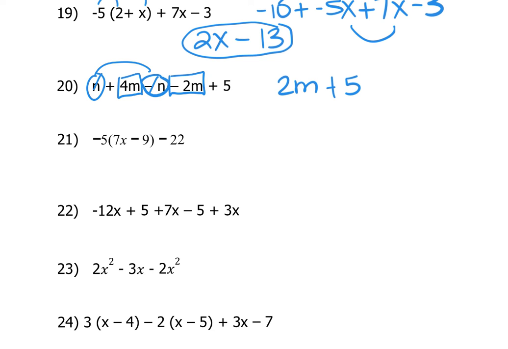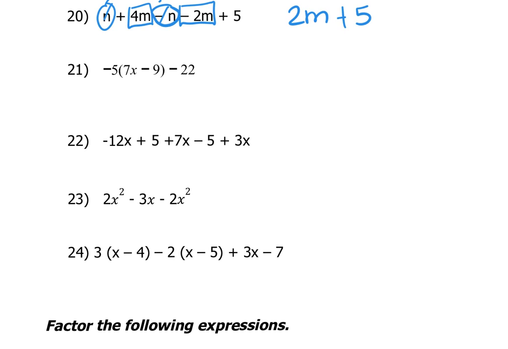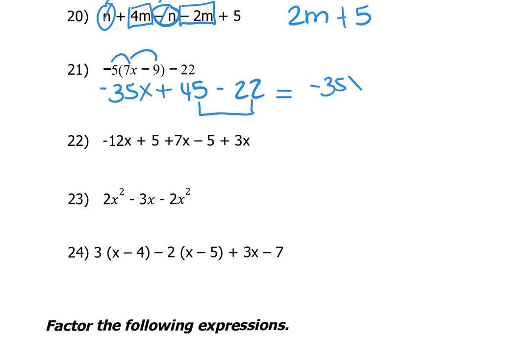In number 21, we see parentheses, so we'll have to distribute. That'll give us negative 35x, and then we're doing minus a negative 5 times 9, so the minus and negative turns into plus 45, and then bring down the minus 22. From there, we will just put together our two like terms, which is 45 minus 22. So our final answer is negative 35x, and then plus 23.